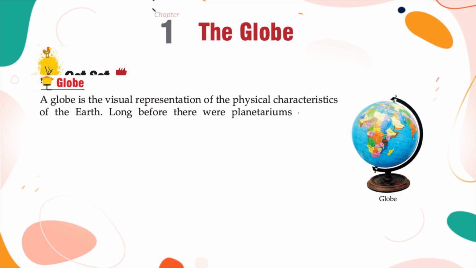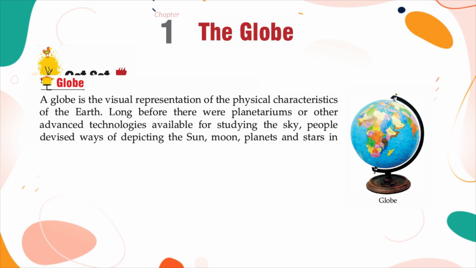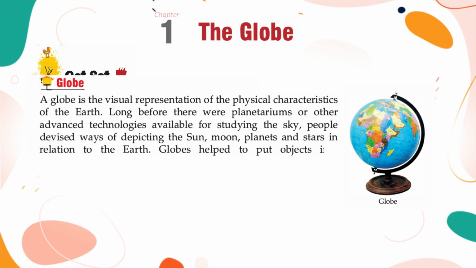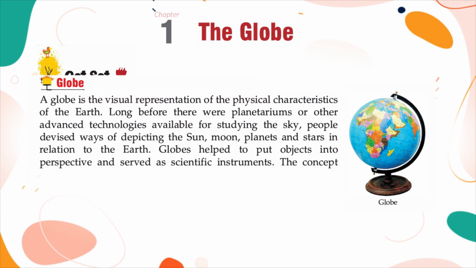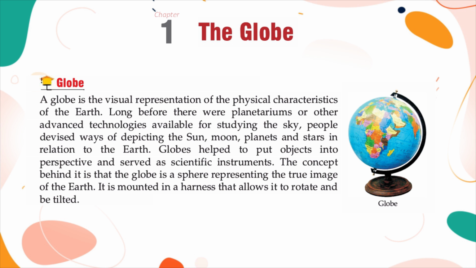Long before there were planetariums or other advanced technologies available for studying the sky, people devised ways of depicting the sun, moon, planets, and stars in relation to the Earth. Globes helped to put objects into perspective and served as scientific instruments. The concept behind it is that the globe is a sphere representing the true image of the Earth. It is mounted in a harness that allows it to rotate and be tilted.